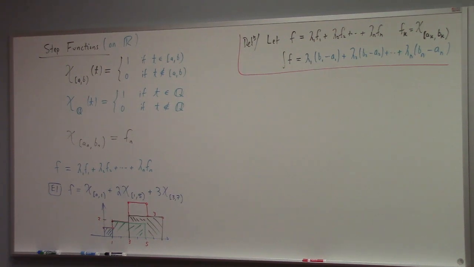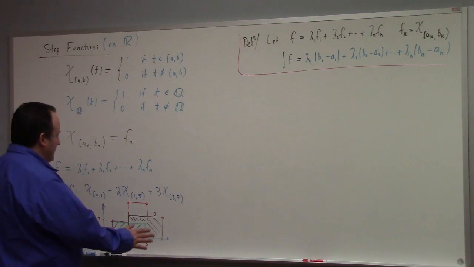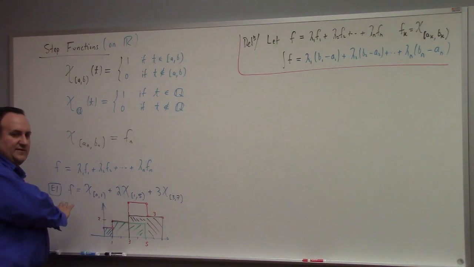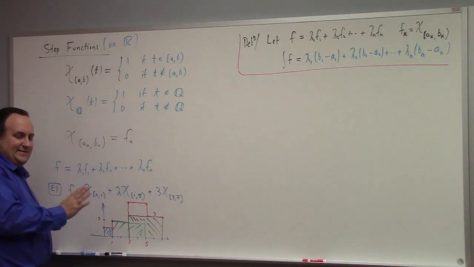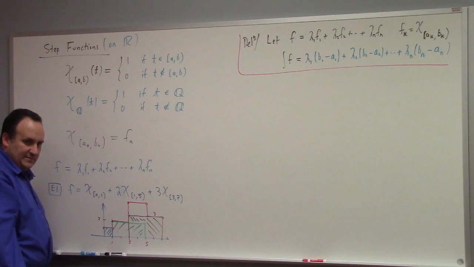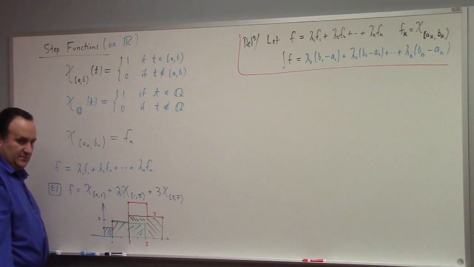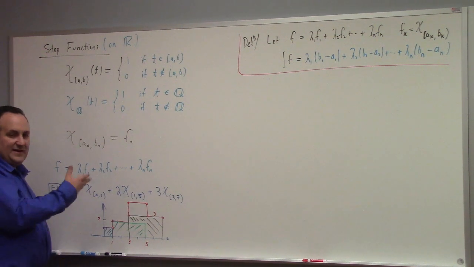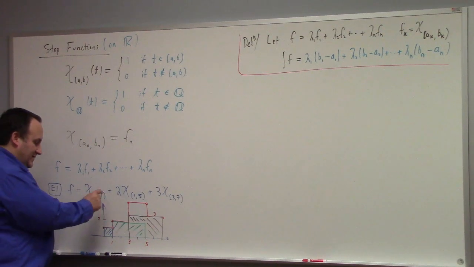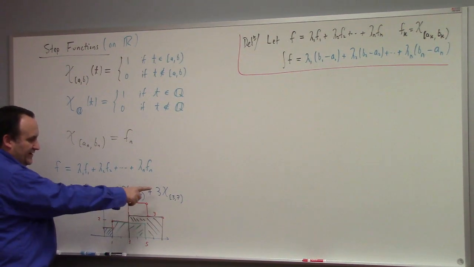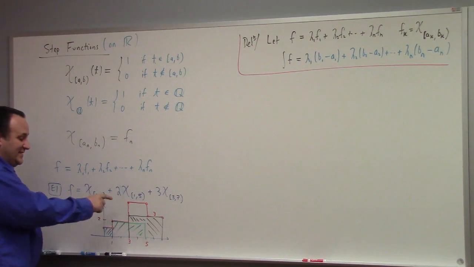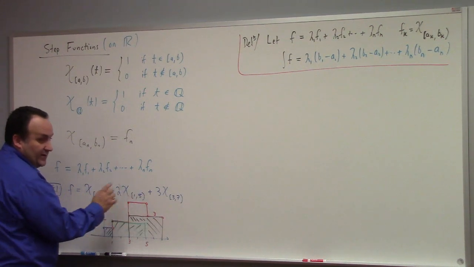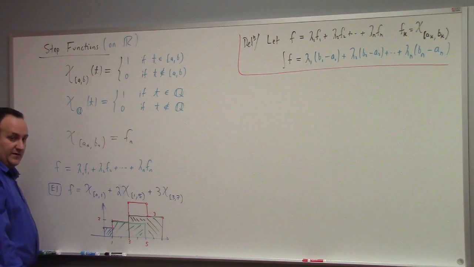So since we're dealing with finitely many things, you could take the basic representation, and you could rewrite it as a sum of non-overlapping steps, if you wanted to. It's finitely many things, you can sort it out. So I could take this, which was a sum of 3 characteristic functions that overlapped, and I could write it as a sum of 1, 2, 3, 4 non-overlapping characteristic functions, right?